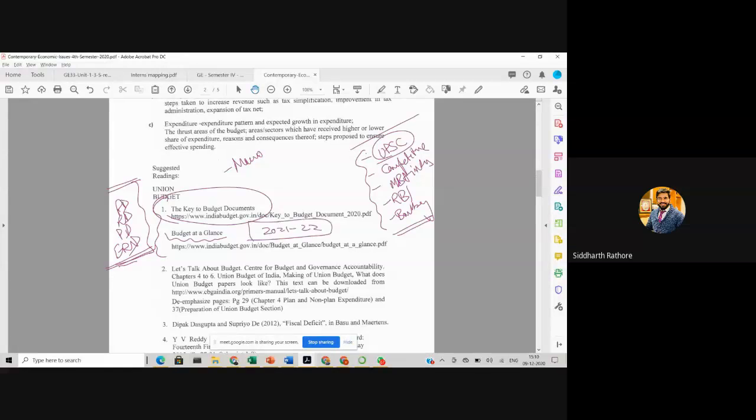Remember guys, the budget that is coming is for the upcoming period, it is prospective. So on 1st February 2021 you will have the budget presented by the finance minister, and that budget will be for the year 2021 to 2022. Why? Because these are basically revenue and expenditure estimates for the financial year, 1st April 2021 to 31st March 2022. We will see how much our expenses are and how much our incomes are.